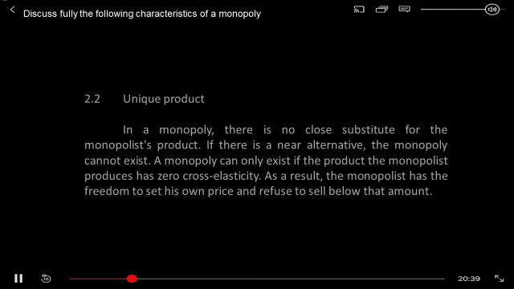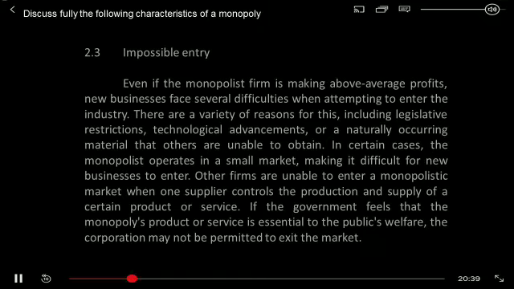2.2 Unique product. So, in a monopoly, there is no close substitute for the monopolist's product. If there is a near alternative, the monopoly cannot exist. A monopoly can only exist if the product the monopolist produces has a zero cross elasticity. As a result, the monopolist has the freedom to set its own price and refuse to sell below that amount.